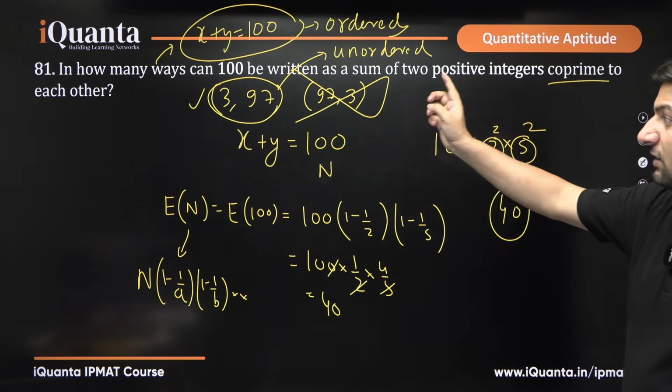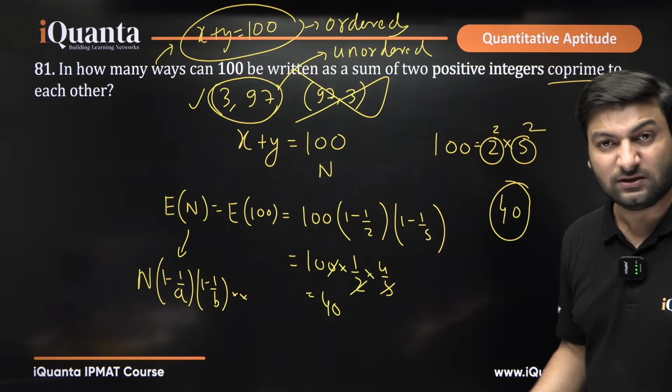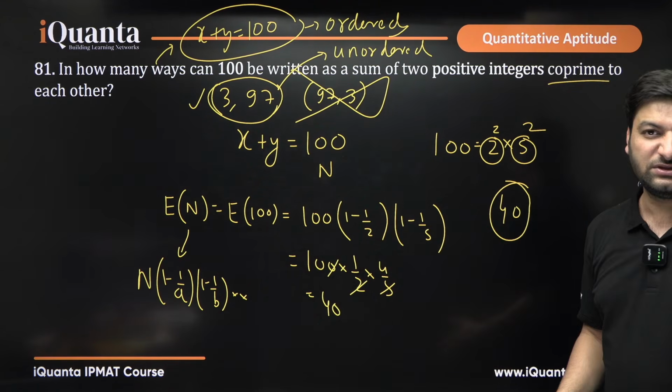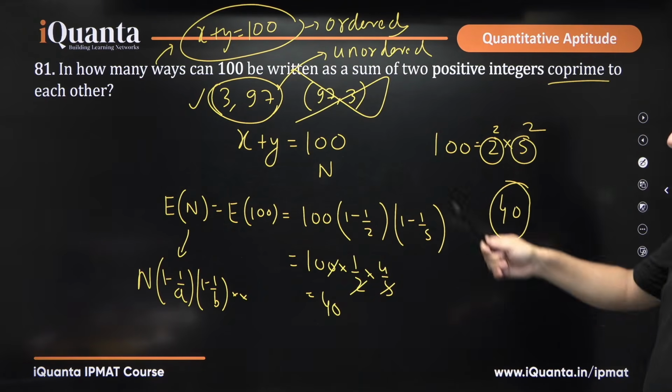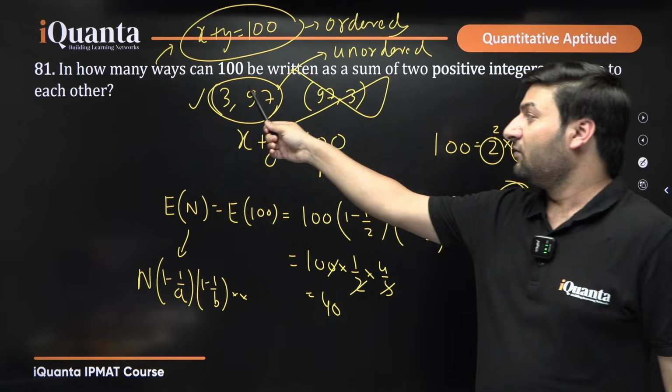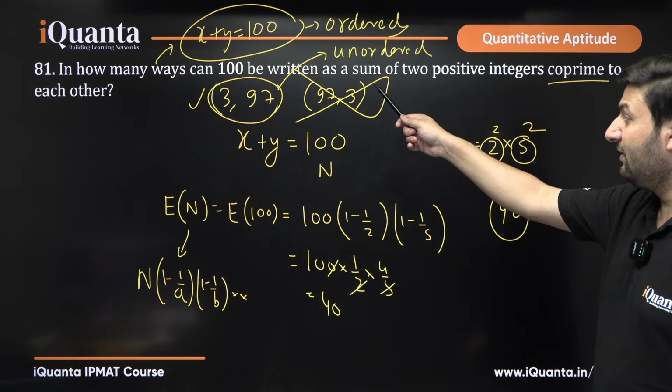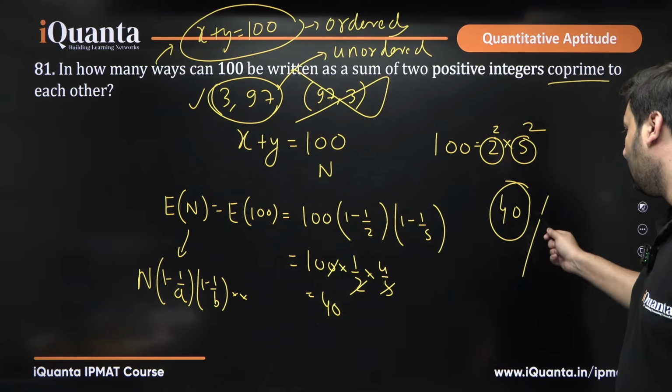In this particular question, do we need the ordered solution? No. In this question, we need unordered. So unordered will be Euler of n by 2. That means your answer is 40 by 2.